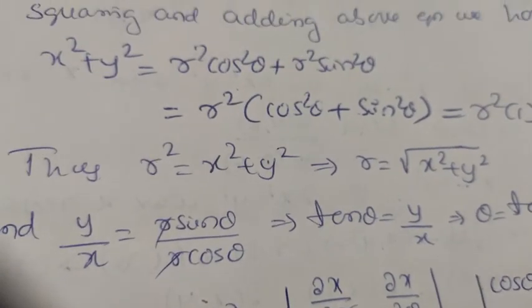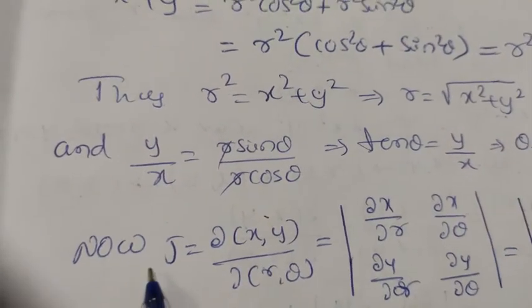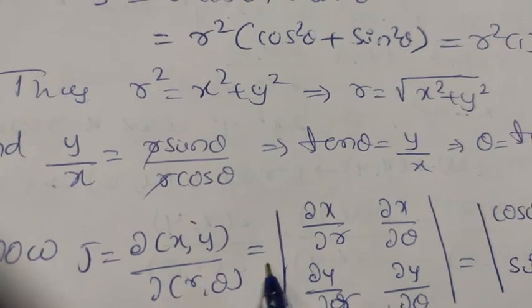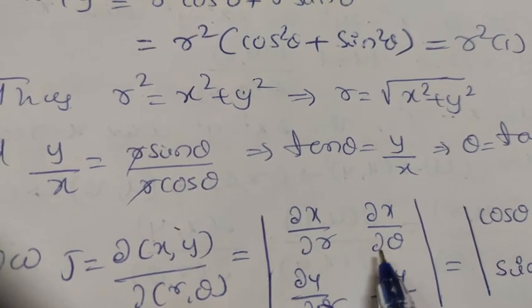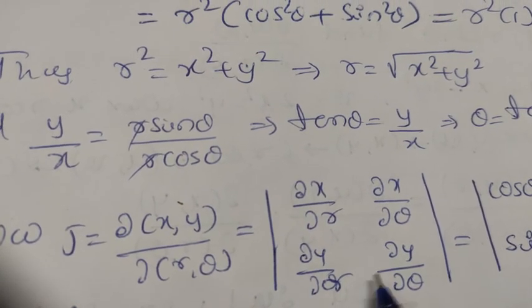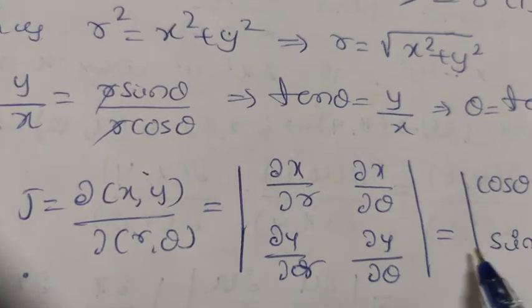So let us come to this equation number 1. In this we have J' is equal to ∂(x,y)/∂(r,θ). It is equal to ∂x/∂r, ∂x/∂θ, and the second row is ∂y/∂r and ∂y/∂θ. Let us substitute the values here.